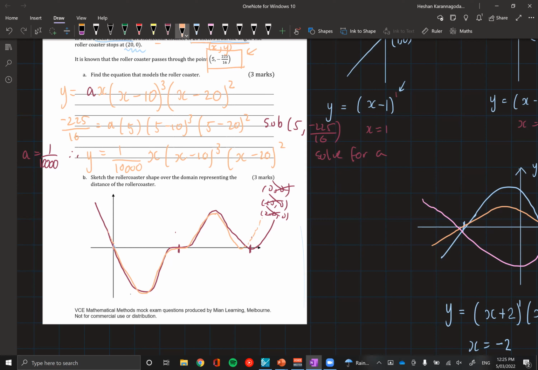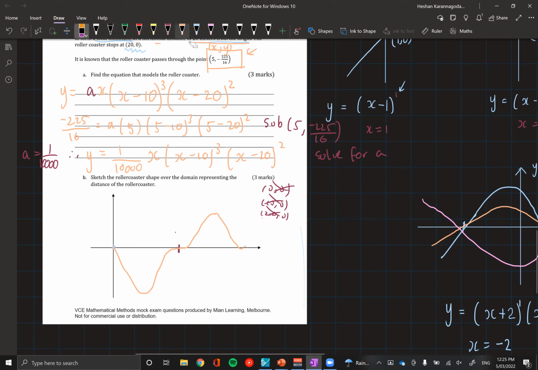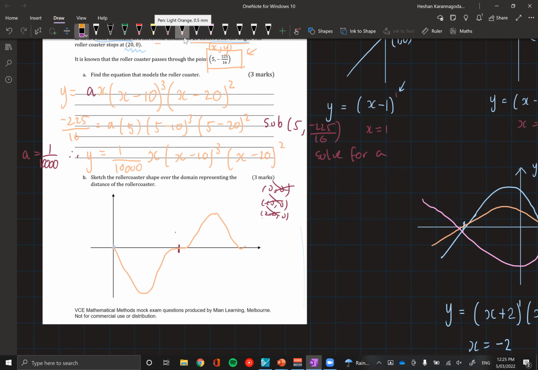Supposedly we continue upwards this way and this way, right? But we know that we start at the origin, so we pretty much can't have anything. I'm going to erase everything before 0 and everything after the turning point because we don't want to have that, right? So pretty much we have a graph which looks something like this, where we start at 0 and then we end at 20, 0.